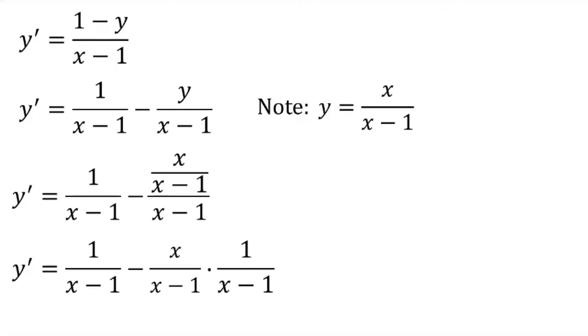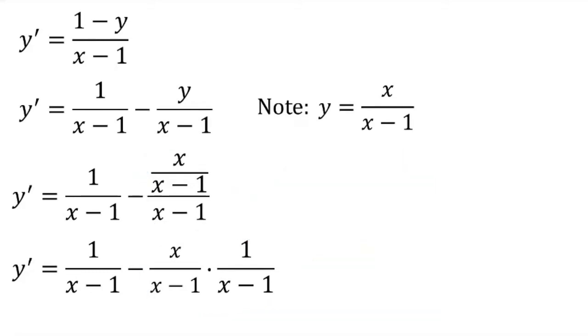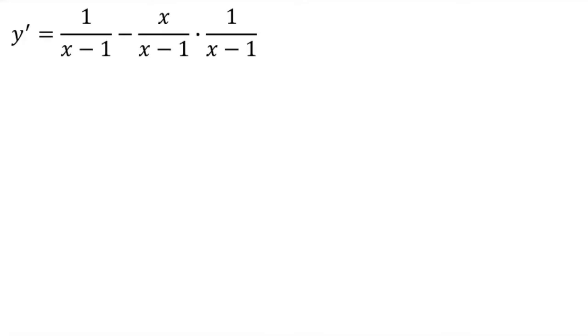So that will become y prime equals 1 over x minus 1 minus x over x minus 1 times 1 over x minus 1. That's it. Well, it can be written that way. And then, this will become y prime equals 1 over x minus 1 minus x over x minus 1 square.